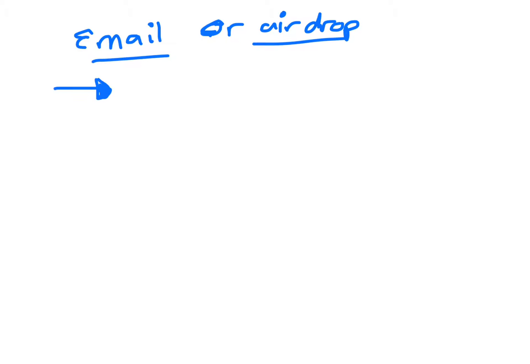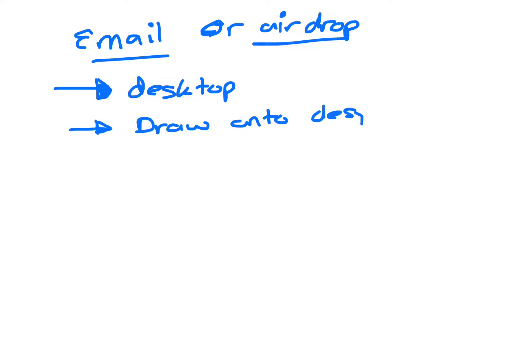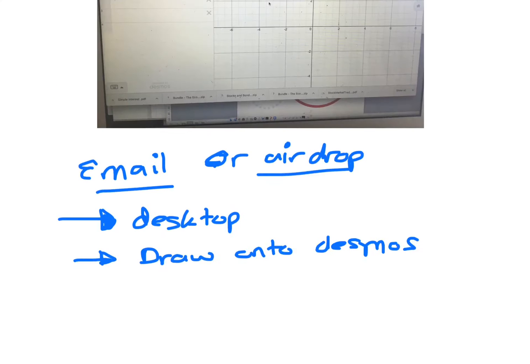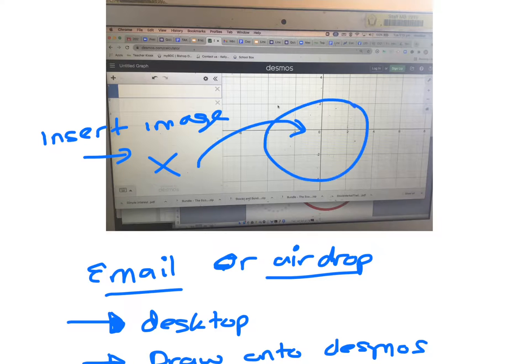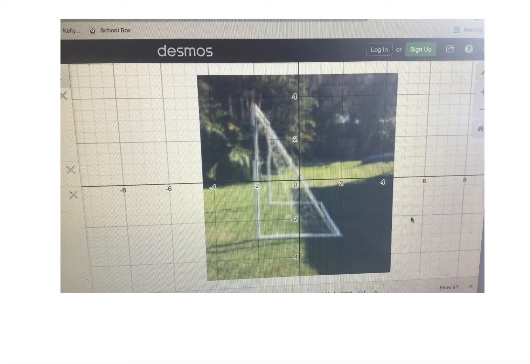Then you need to put it onto your desktop, and then you drag it onto Desmos. Now when you drag it, you need to drag it into this section here, and once you put your cursor over that, it will say, with an image, insert image, and then your image will just pop up on top of the number plane there. Okay, so your picture should be inserted and it looks like that.